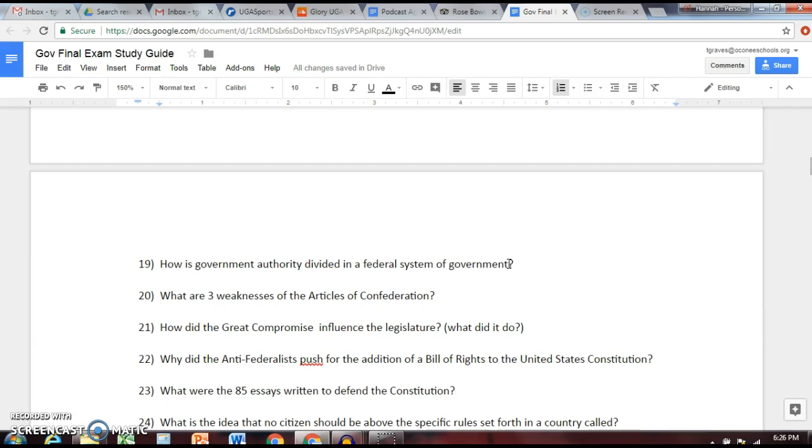And then we'll have a Senate where it's equal for every state. Every state only gets 2 senators, no matter how big or small or how many people live in your state. So that's what the Great Compromise did: create a bicameral legislature with a House of Representatives and a Senate.